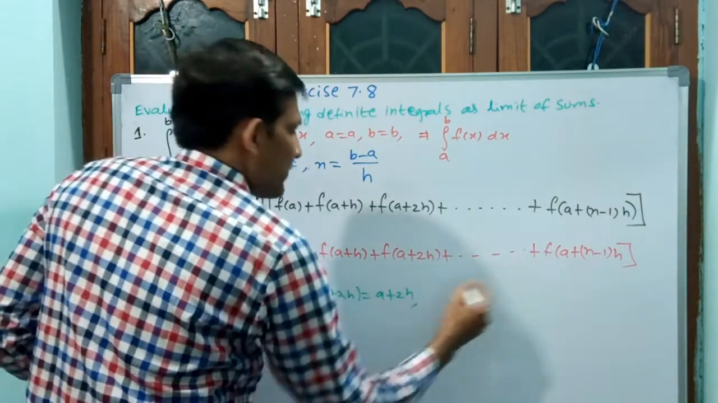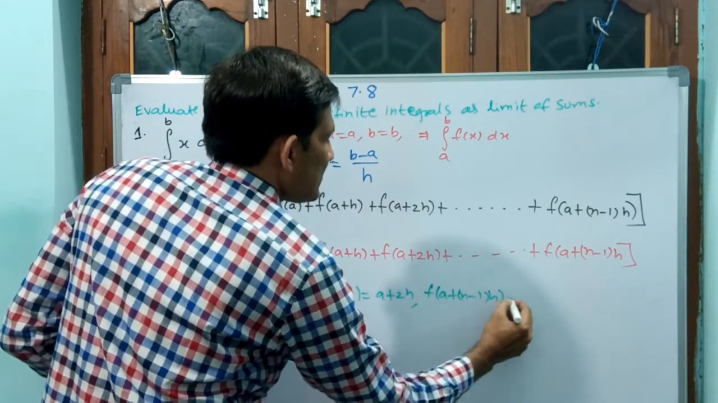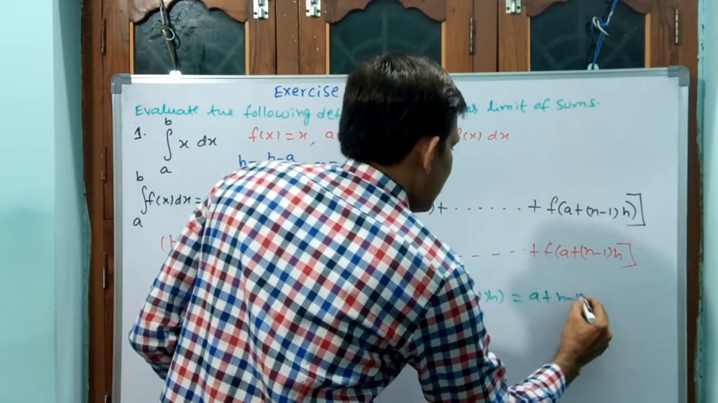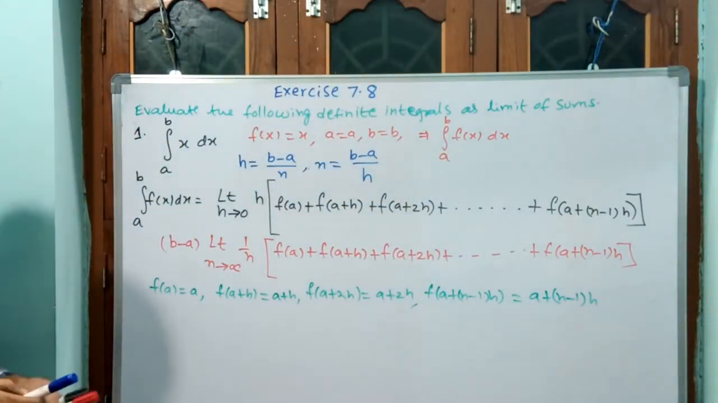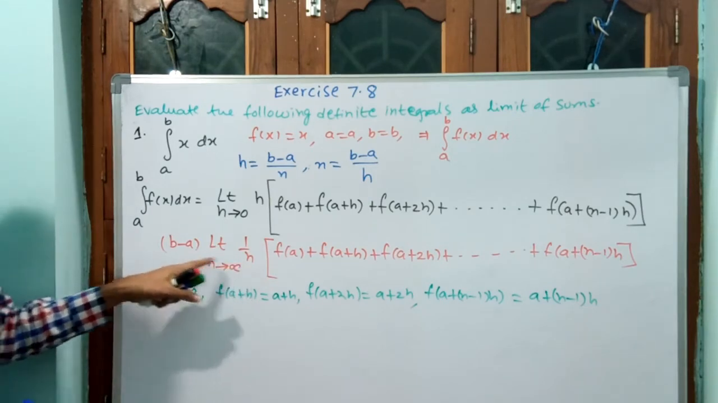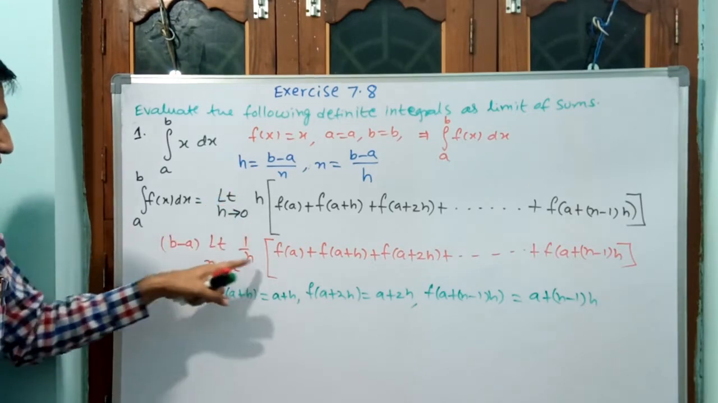Then what about f of a plus n minus h? N minus 1h? Simple. A plus n minus 1 into h. You understand now? Okay? Then what we are going to do? Then you substitute in this formula, second formula. Okay, first formula you write, and based on the first formula you are going to change.